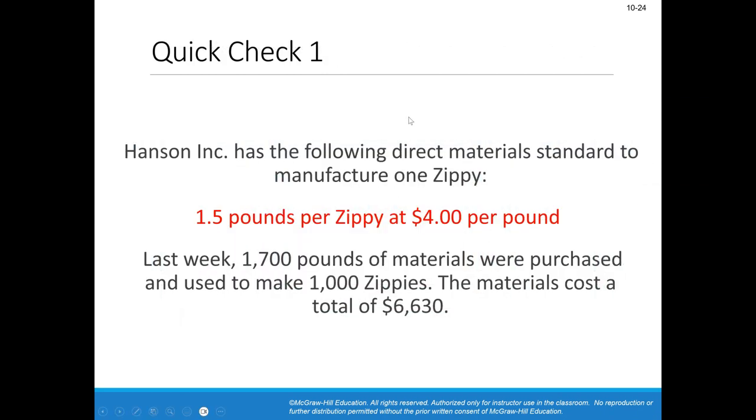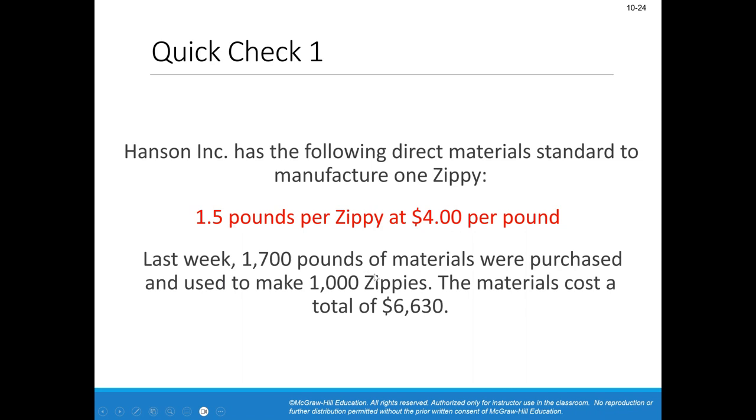So we're going to do a quick check here. Hansen has the following direct material standard to manufacture one zippy: 1.5 pounds per zippy at $4 per pound. We made 1,000 zippies, so we already know the quantity is more, because 1,000 times 1.5 is 1,500 pounds. So we know we're going to have a quantity variance, and it's really going to be the 1,700 minus the 1,500. That's 200 times the $4. So we're going to have a quantity variance that's unfavorable by $800.